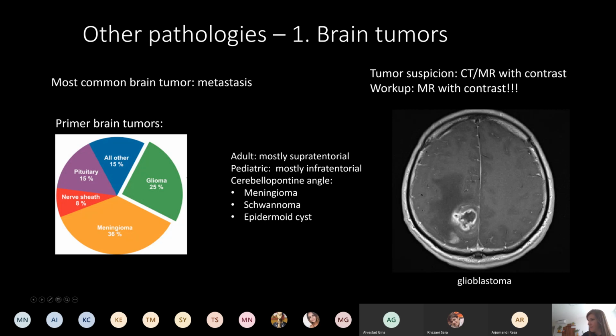This is a glioma picture here. It's a typical picture with ring enhancement, necrotic core, edema. What you need to know about tumors is that if there is a tumor suspicion, you order contrast imaging, like contrast CT or contrast MR. The workup is normally MRI with contrast, okay? So contrast agent, contrast agent, contrast agent, because it can show you the blood-brain barrier disruption and the enhancement.